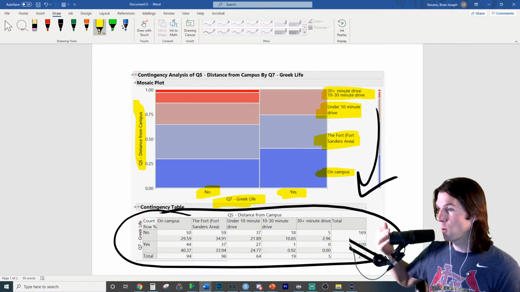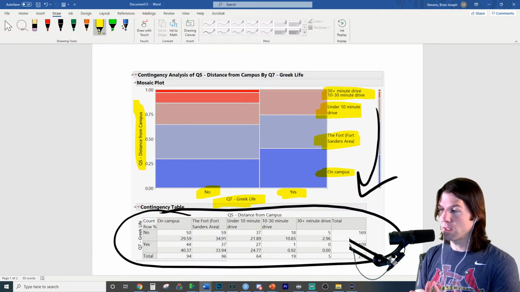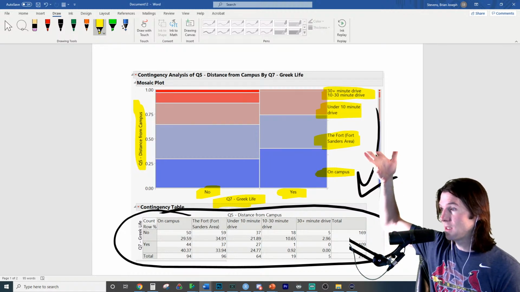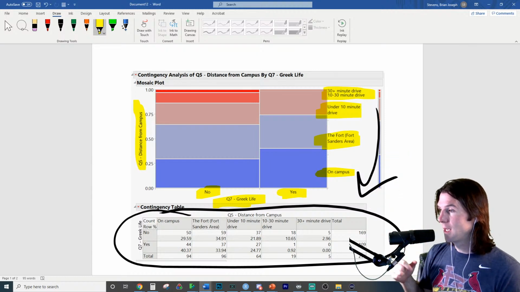Greek life is a categorical variable. Are you in Greek life? Yes or no. Distance from campus is asked categorically. It's not how many miles are you from campus. It's what distance group are you in? Are you on campus? Are you in the Ford? Are you in a 10-minute drive? But this is a group you would belong to.